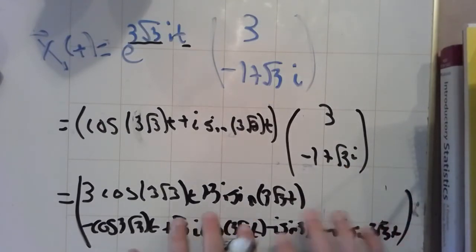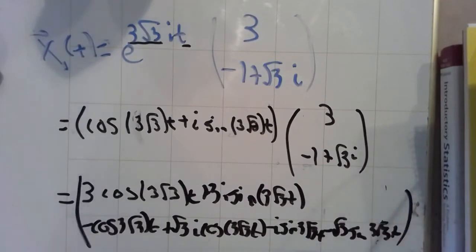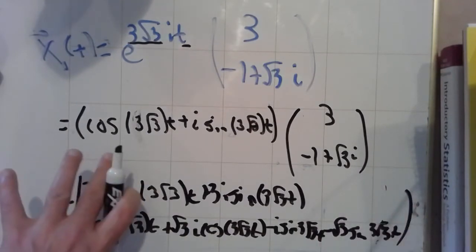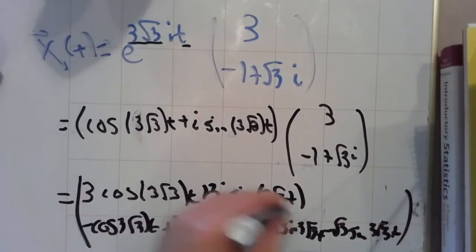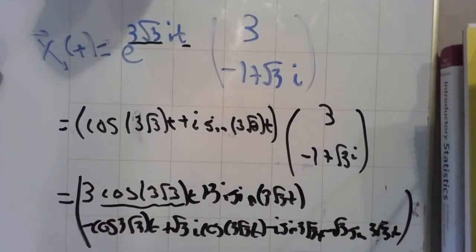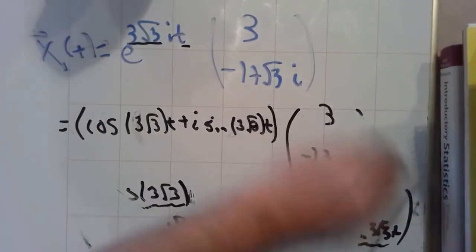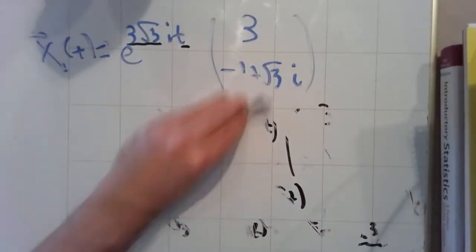Okay, now we're going to rearrange this and split this vector up into two vectors. All the stuff that's real over on the left, all the stuff that has i's over on the right. So on top, that part's real. On the bottom, that's real, and that's real. These two guys have i's. So I'm going to separate out all the real stuff and all the imaginary stuff. It's a long, complicated process for these.